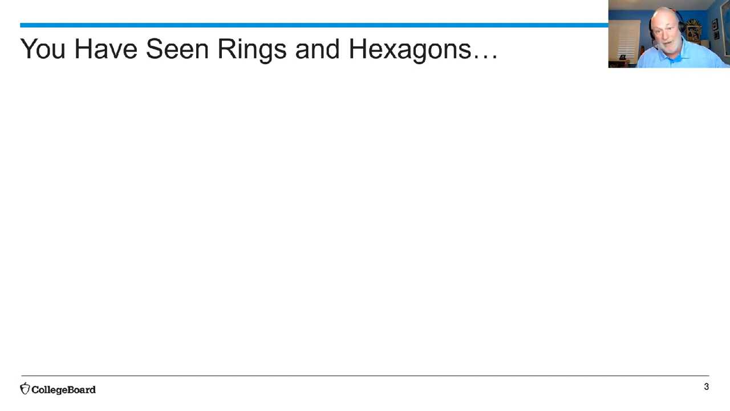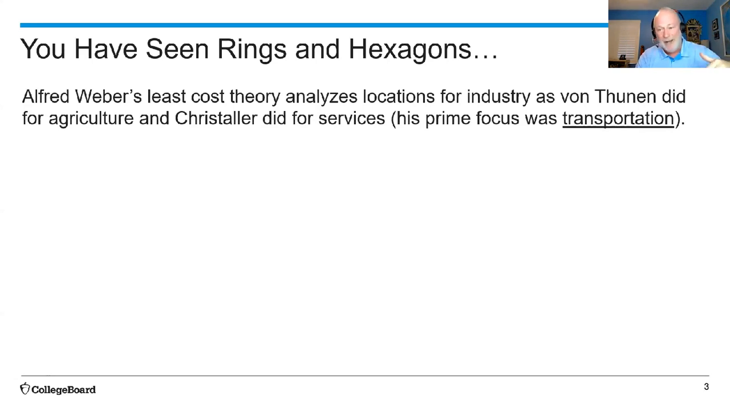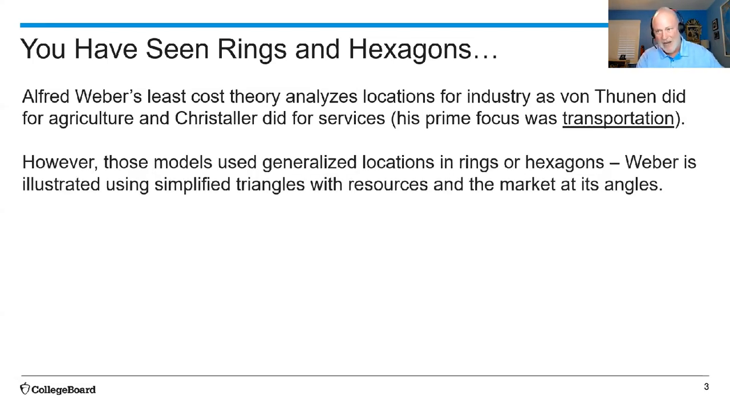If you have done the urban unit, and anybody who's ever talked to me, Spatial Shark, they know that I love Christaller's central place theory and those hexagons, right? But what we're going to do is look at a guy named Alfred Weber, and his least cost theory. He does for industry what von Thünen did for agriculture, what Christaller did for services. And the overriding factor that Weber considered was transportation.